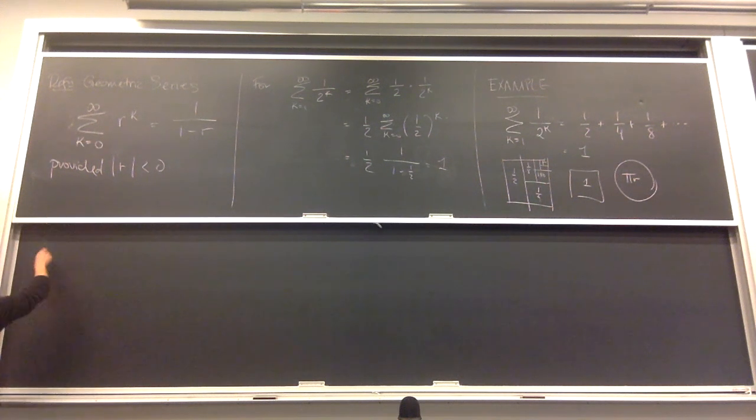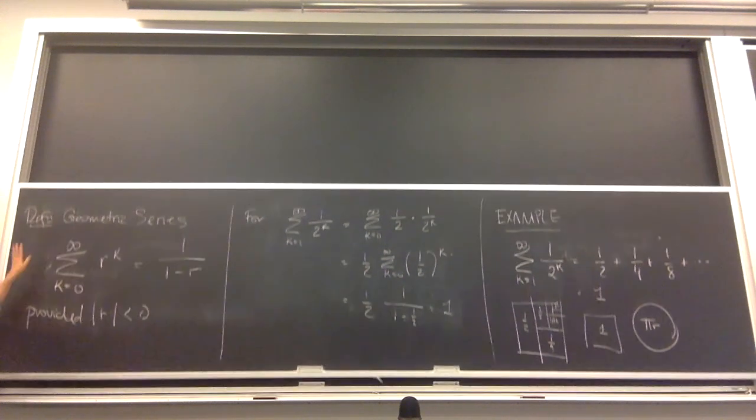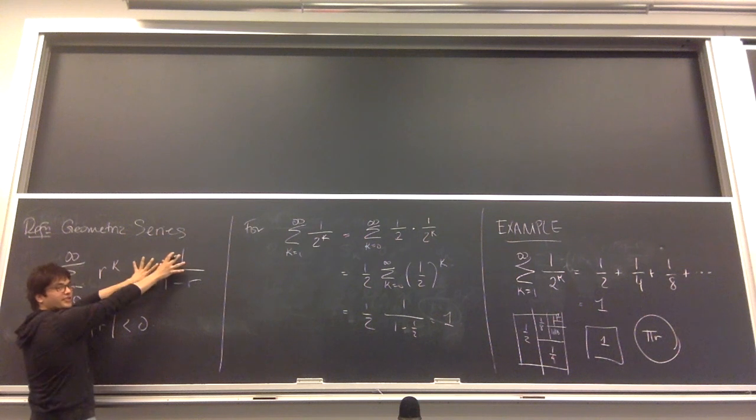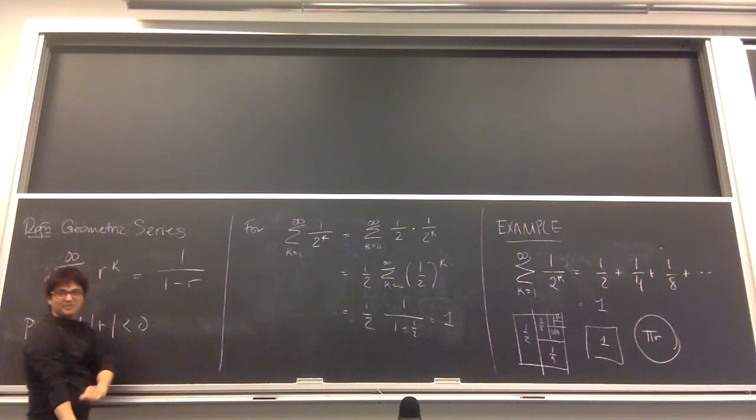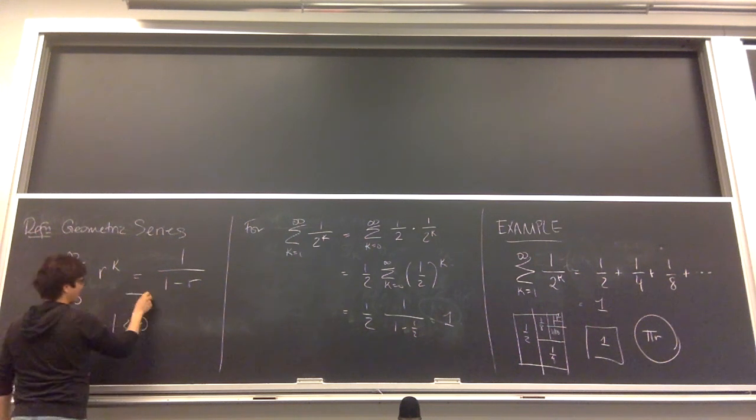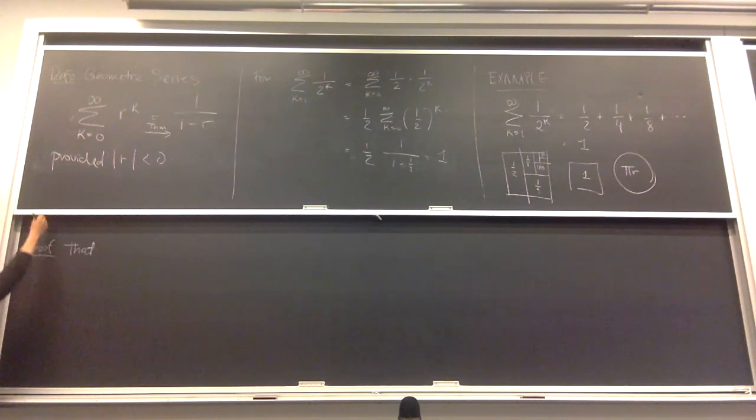Okay, let's prove this. I actually kind of screwed this up. This isn't really a definition. This is a definition. This is called the geometric series. This is a theorem. I shouldn't have really written them at the same time. Right, so the geometric series is this, and this equality is given by a theorem. And then let's prove that theorem.